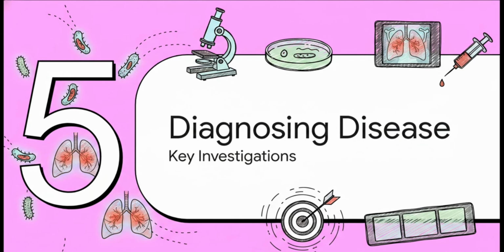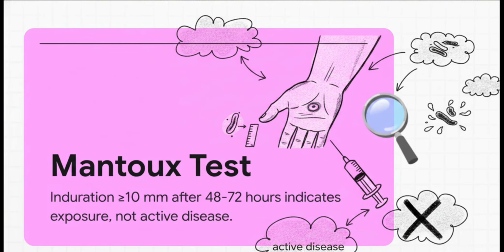Diagnosing the disease. Confirming the bug is there requires some targeted investigations, and we often start screening with the classic Mantoux skin test. We inject a purified protein derivative just under the skin, wait 48 to 72 hours, and then look for an induration, a hard raised bump. If it's 10 millimeters or larger, it's positive.